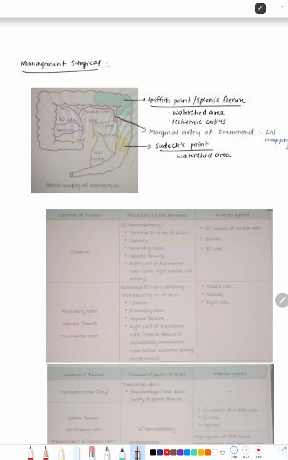So the right side is supplied by the superior mesenteric artery, which gives an ileocolic branch, then the right colic, right middle colic, left middle colic, and a left colic, which is a branch of the inferior mesenteric artery. It is joined by the marginal artery of Drummond, and the marginal artery of Drummond is the one where the lymph node mapping is done. Then Sudeck's point is a watershed area, and Griffiths' point is at the splenic flexure. This is the most common site for ischemic colitis.